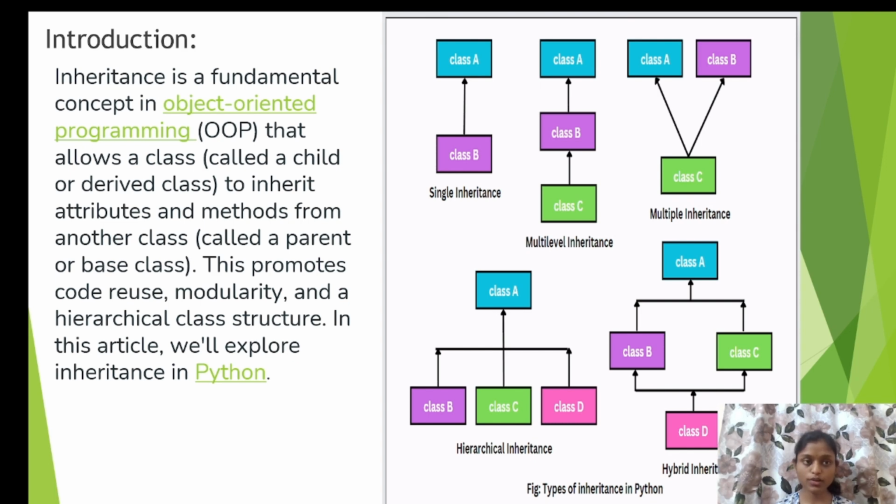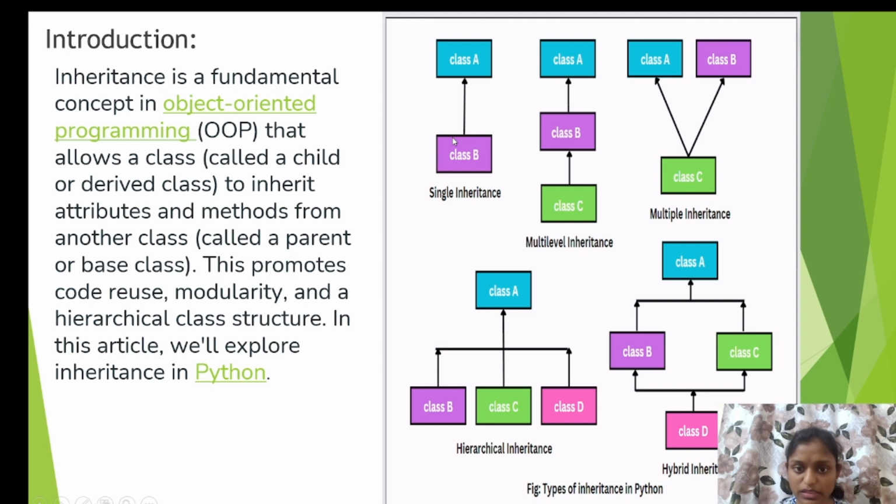Inheritance is a fundamental concept in object oriented programming that allows a class, called a child class or derived class, to inherit attributes and methods from the parent class or base class. This promotes code reuse, modularity, and hierarchical class structure. In this article, we will explore inheritance in Python. Just simply by this example, I will explain inheritance. We will observe single inheritance, multi-level inheritance, multiple inheritance, hierarchical inheritance and hybrid inheritance.